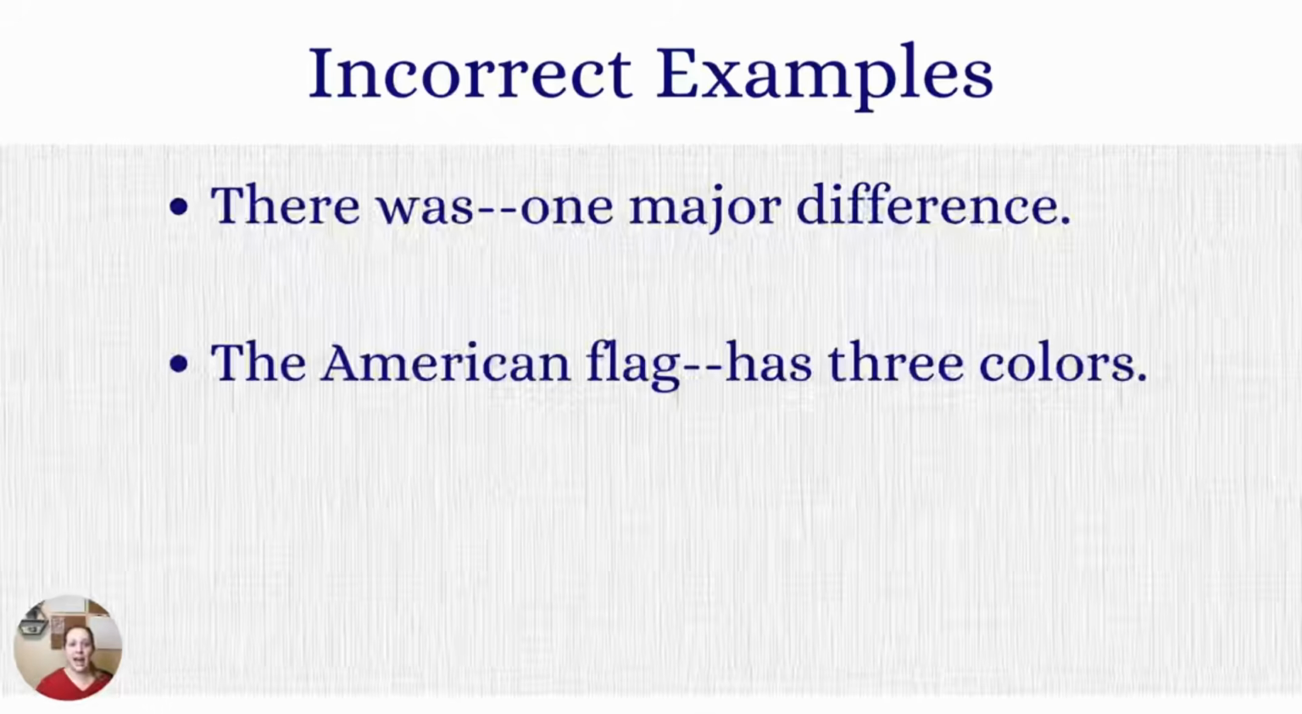Same thing with the bottom example. "The American flag—has three colors." We don't typically want to separate our subject and our verb that way. So this example is also incorrect because the American flag is not an independent clause. It's not a complete sentence, so there is zero reason to have any punctuation, let alone a dash, in the middle of that sentence.